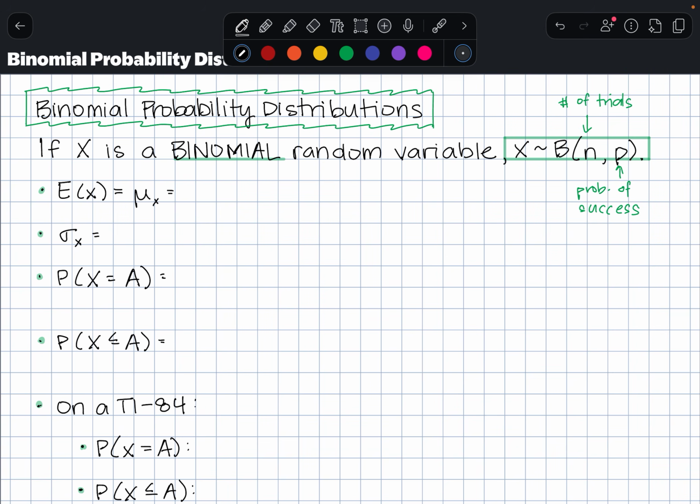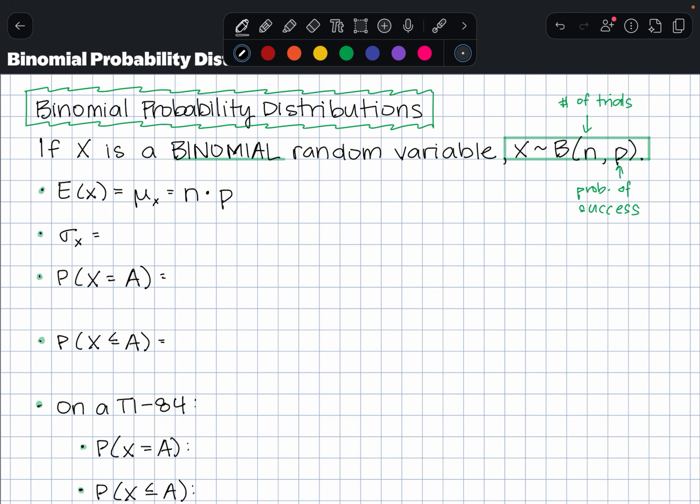To calculate the expected value, we simply take the number of trials and we multiply it by the probability of success. Pretty straightforward, n times p. For example, we talked about flipping a coin 3 times. If I do 3 flips, n is 3. Probability of getting a heads is 0.5. 3 times 0.5 is 1.5. And that's exactly what we saw when we did that calculation manually.